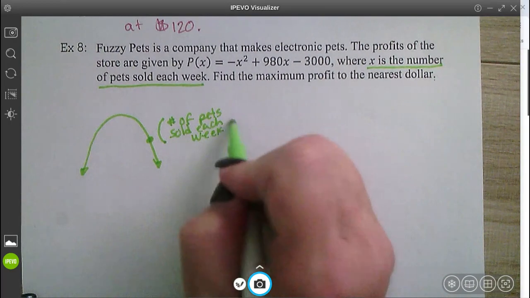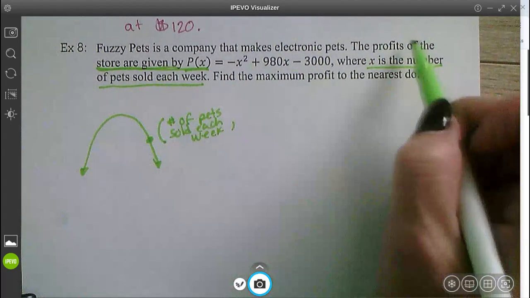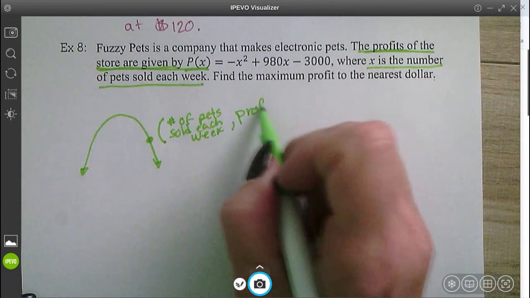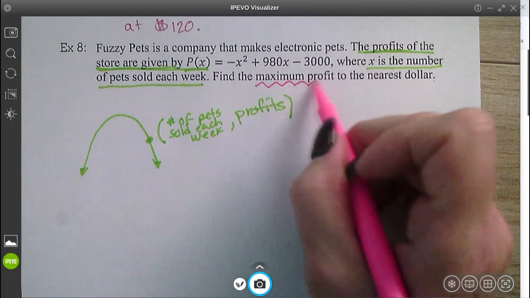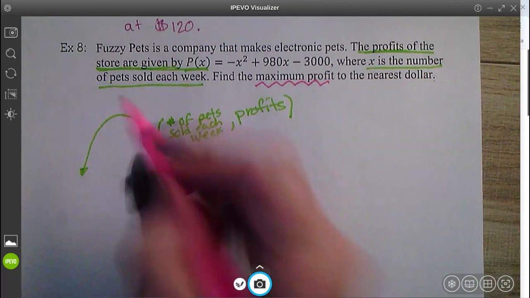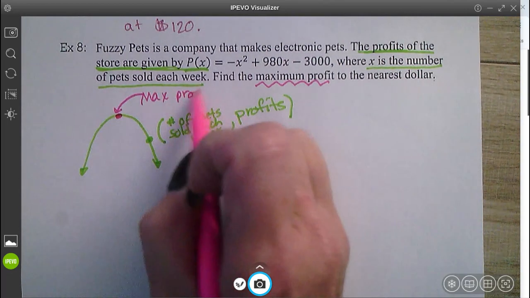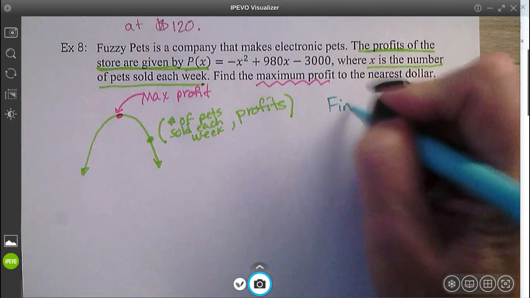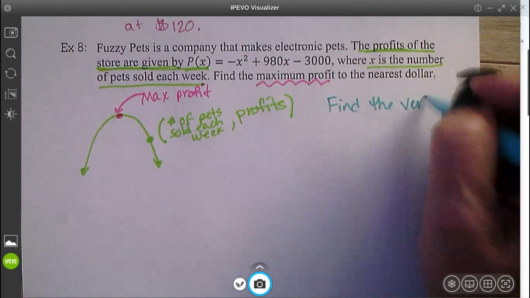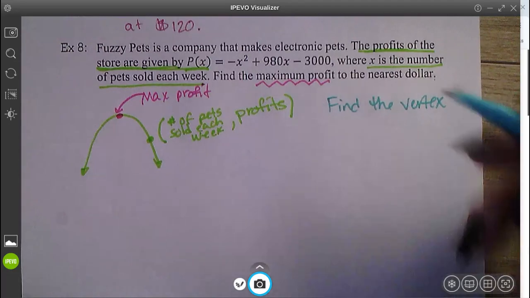That's our x coordinate. What's our y coordinate? The profits of the store are given by P of x. So it is profits. And they want us to find the maximum profit. Where on earth will we find the maximum profit? Ooh, I know. It's at the vertex. So what are they asking us to do in this problem? Find the vertex. Anytime you see a parabola equation and somebody asks you to find the maximum or minimum or the highest or lowest or least or most, you're going to be finding the vertex.